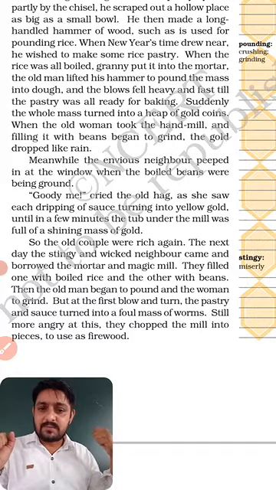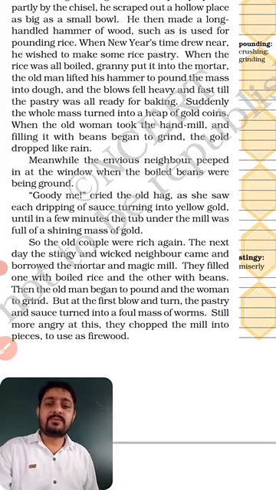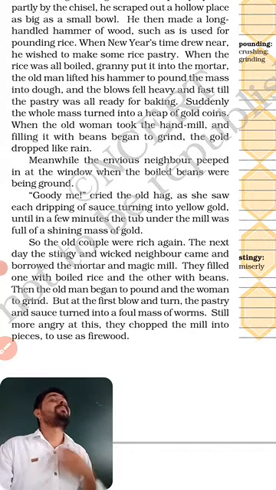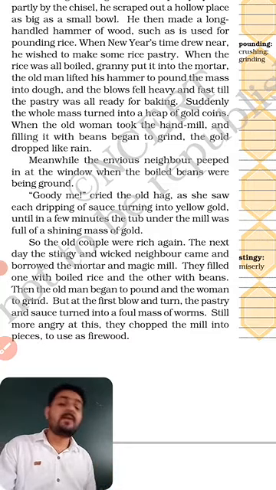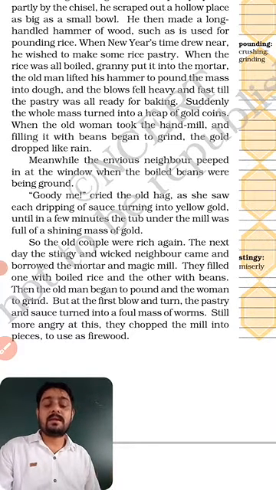So what they did, they chopped the mortar and mill into pieces to use as firewood. They cut his mortar and mill and burned it as firewood for cooking.